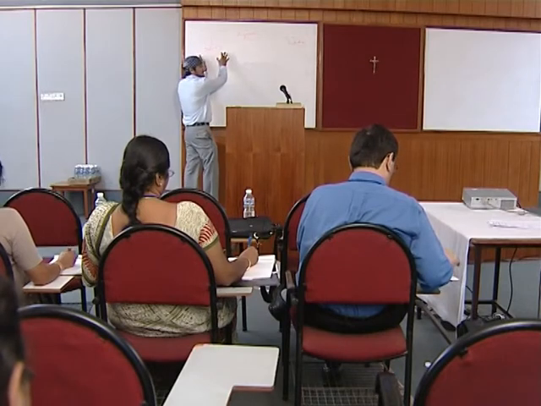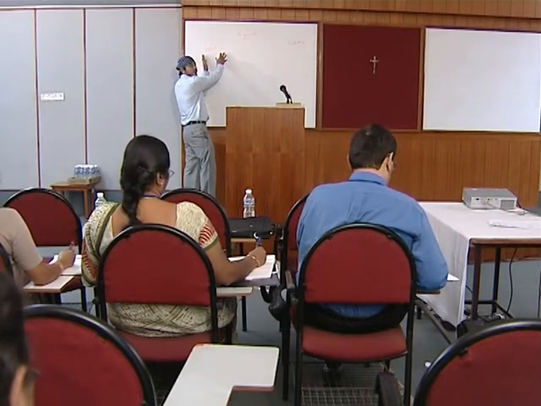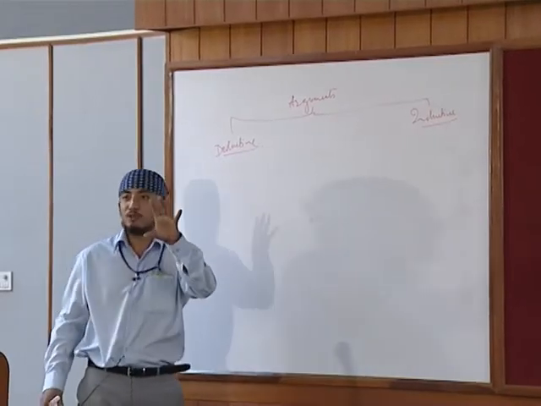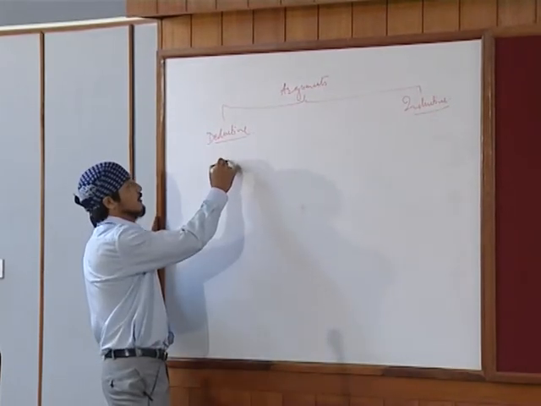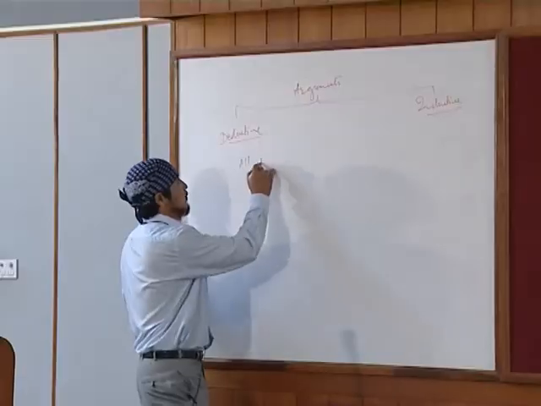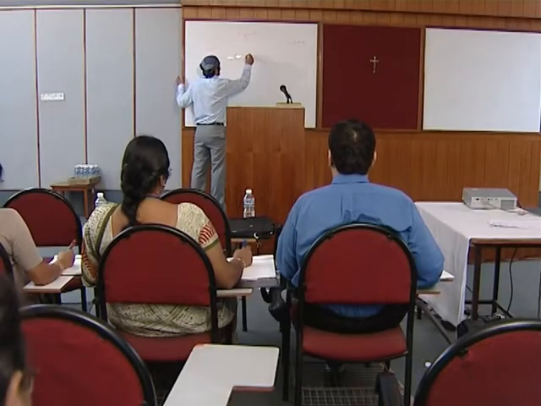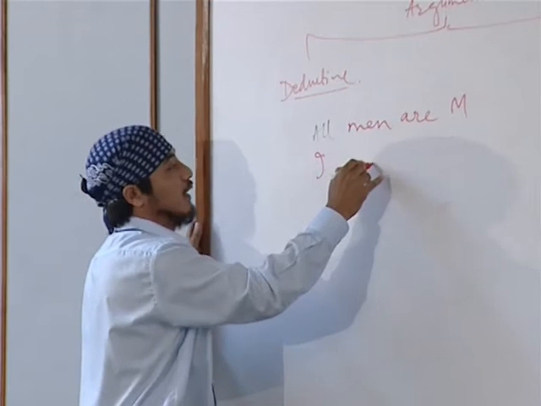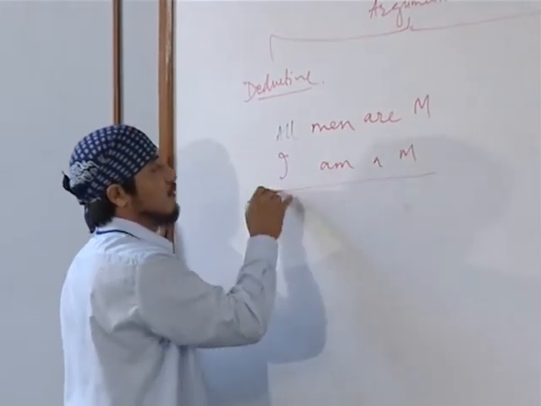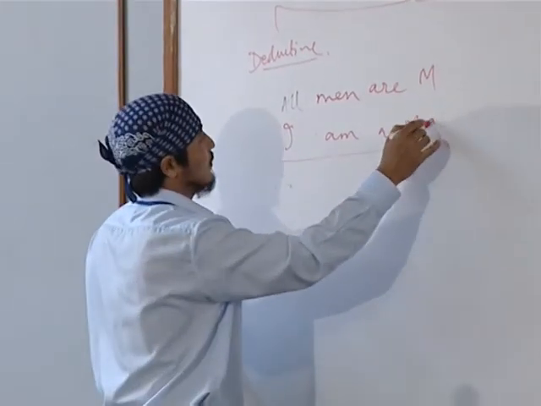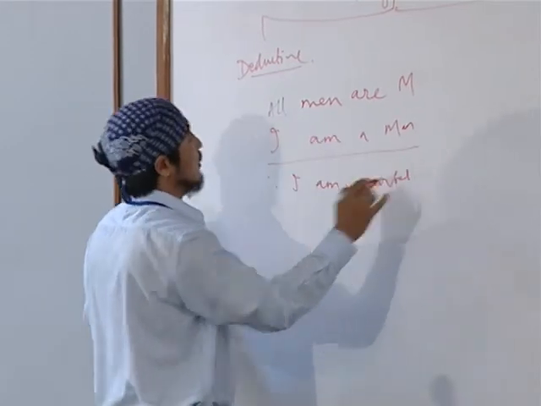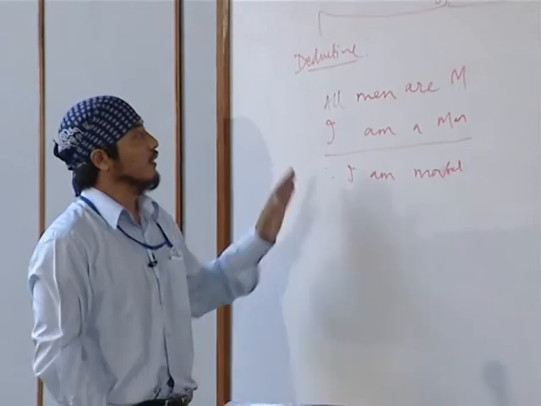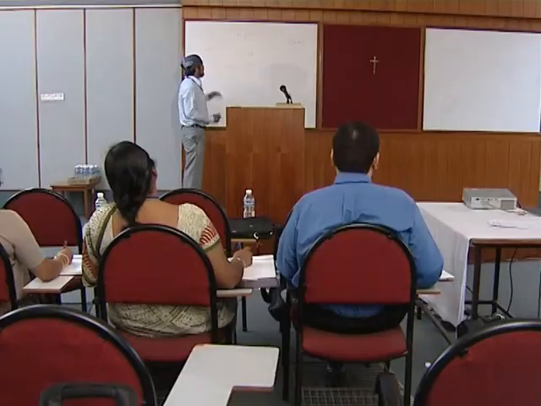The first thing that we have to understand is we have seen that in the deductive argument form, there is a particular form or a formula that we take into account. And it's something like this. Like an example, all men are mortal, I am a man, therefore I am mortal. Now, there is a form over here.